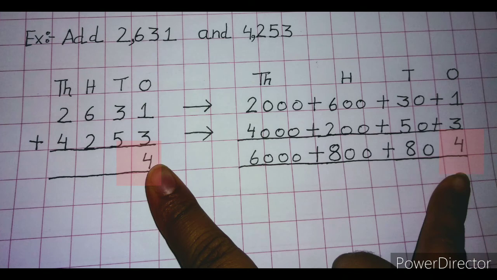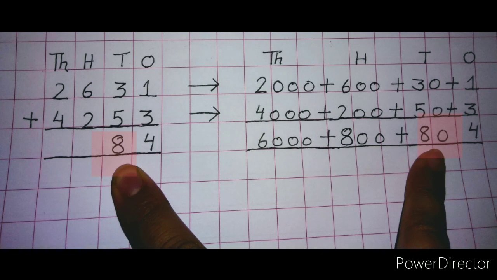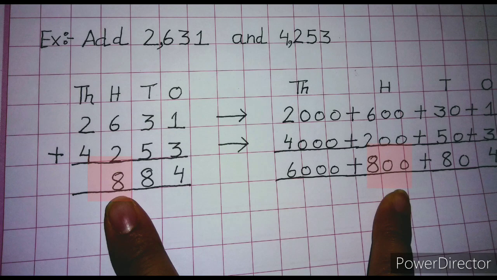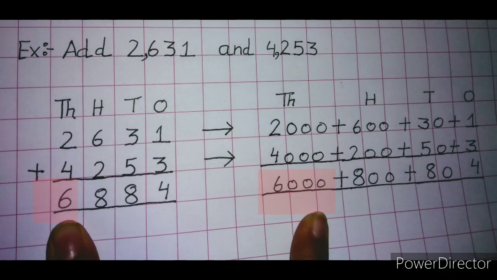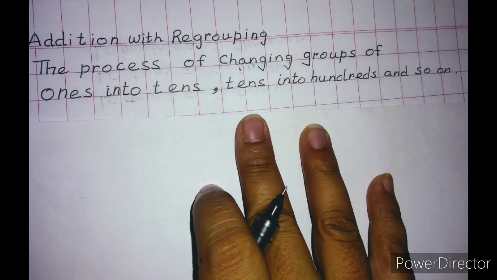So 4 will come as 4 in the ones place. For the tens place 80 is there, so we will write 8. For the hundreds place it is 800. We will write only 8 for that. And for the thousands place it will be 6. So 6884.